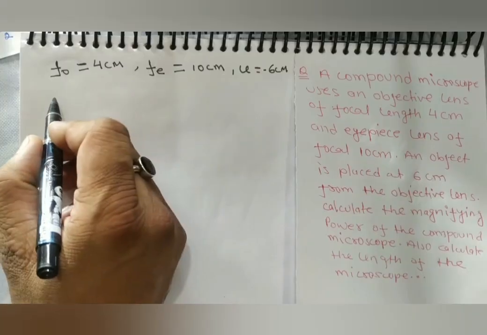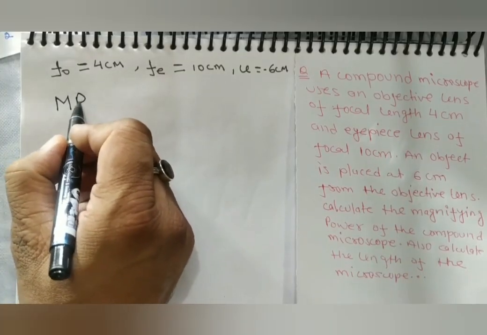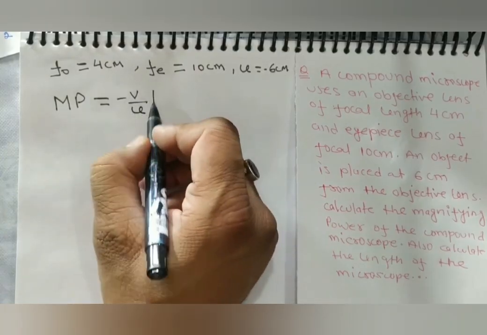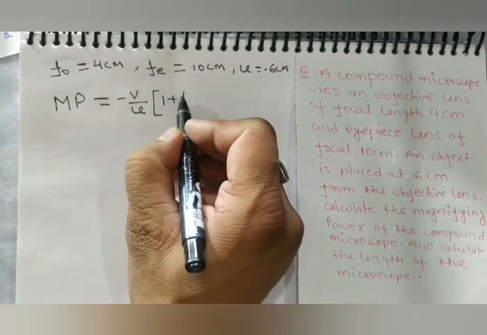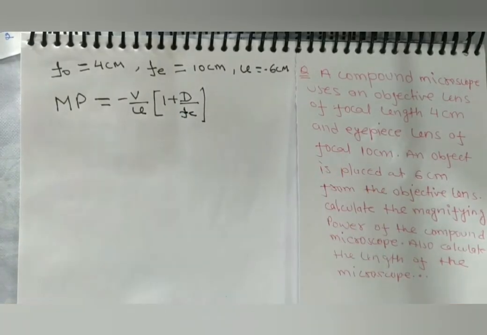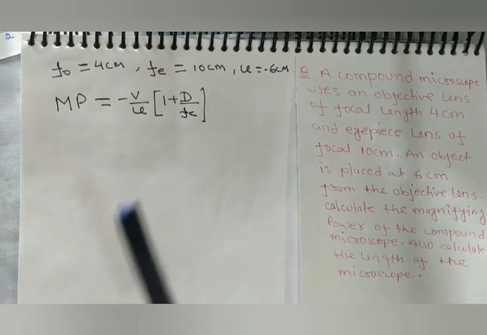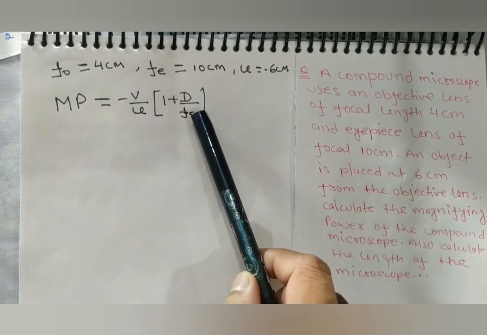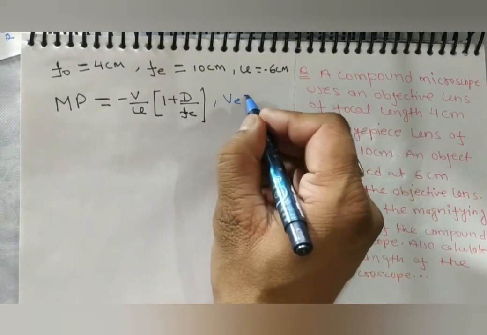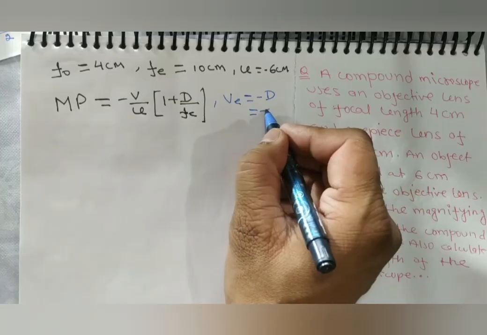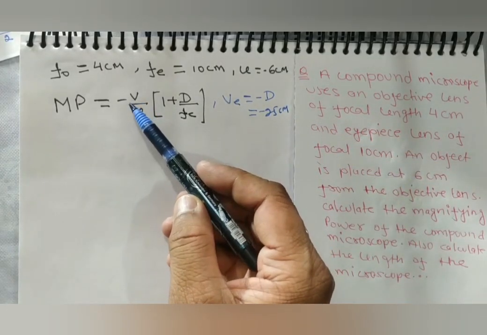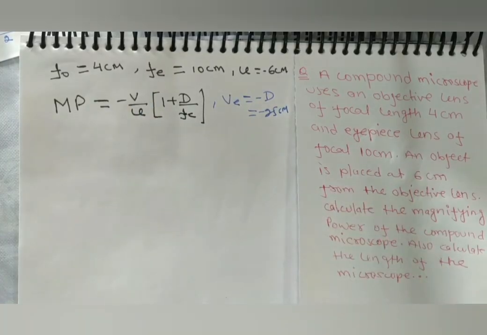So I am taking magnifying power for near point, and its formula is minus V upon U into 1 plus D upon Fe. In the question we have U and Fe. D is, as we know, that final image is formed at minus D, and it is minus 25 centimeter. So you have to calculate only V, then we can calculate the magnifying power.